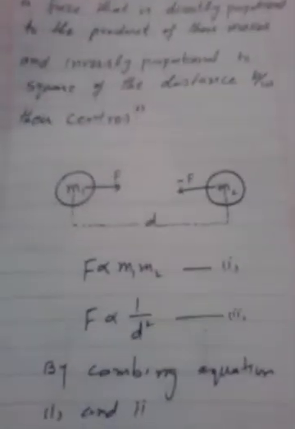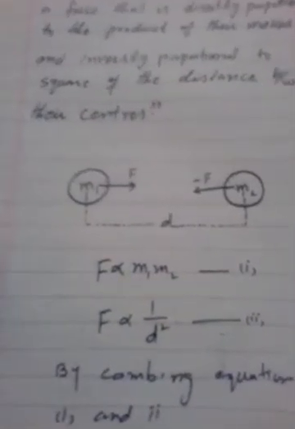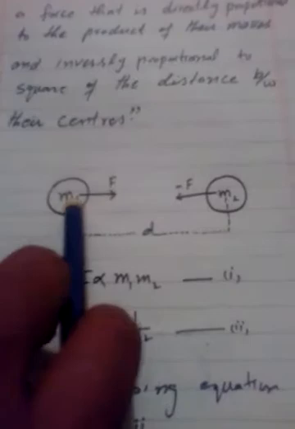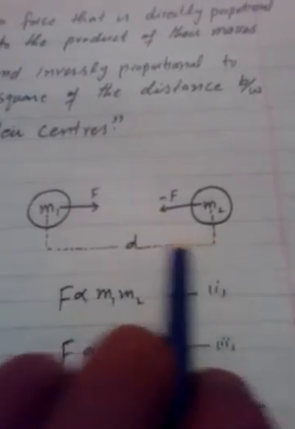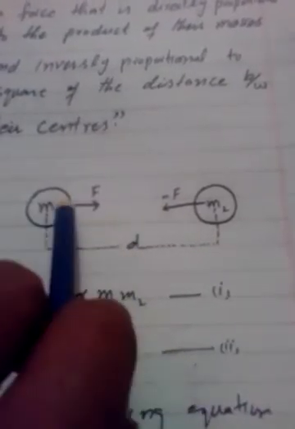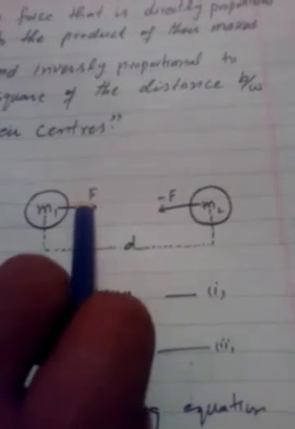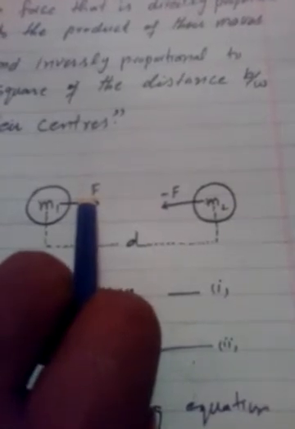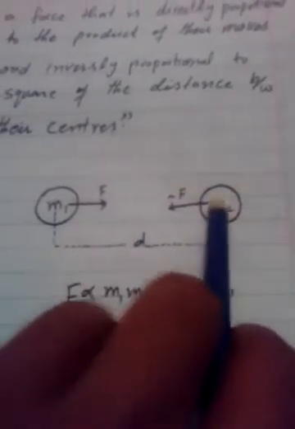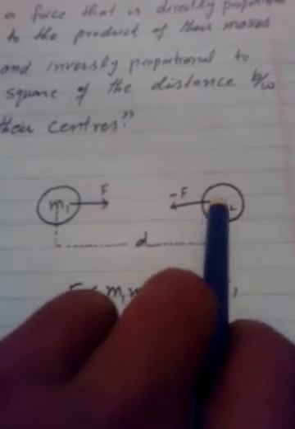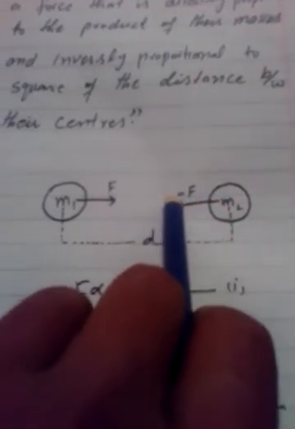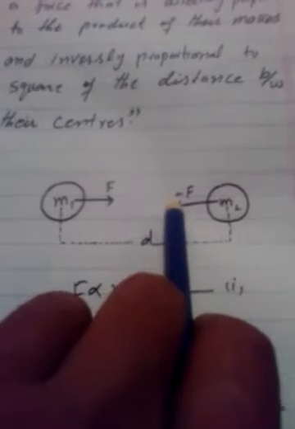Now we look at the diagram. This is a body of mass m1 and another body of mass m2, and the distance between their centers is labeled by d, and F is a force that is acting on m1 by m2 in that direction. At the same time, m1 also attracts the body m2 in the opposite direction, that is labeled by minus F.